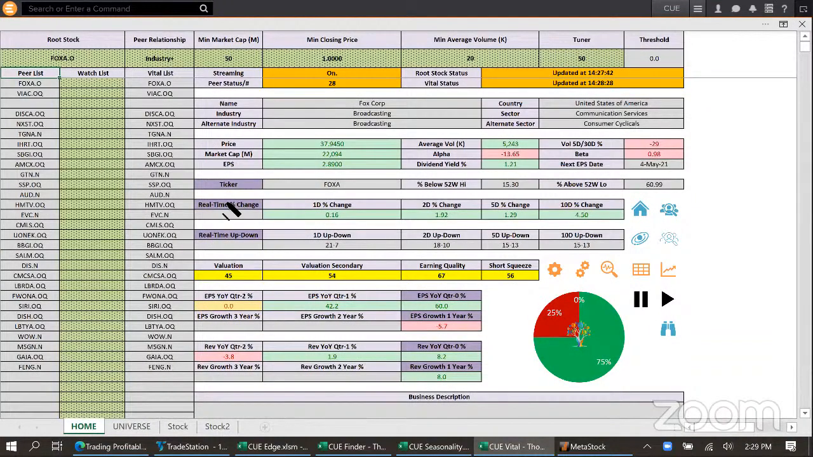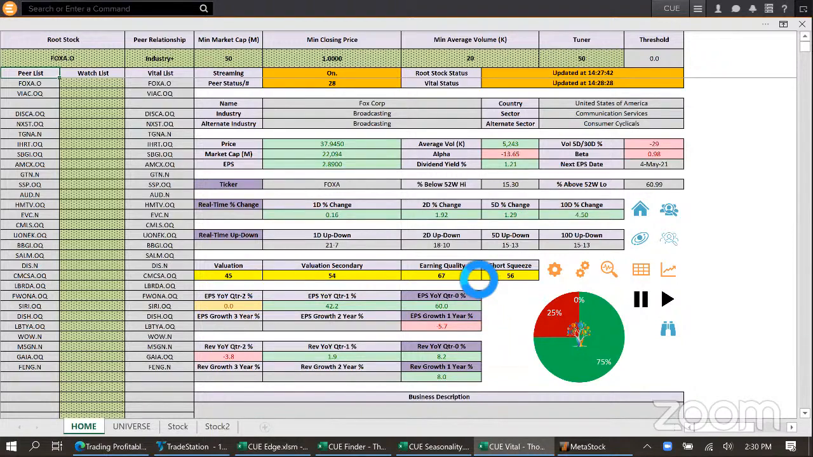Fox fundamentals are here. Fundamentals are good enough for Q traders to buy. The valuation here, you can see valuation is medium. Our earnings growth is positive, and again, it is accelerating from zero earnings growth 2 quarters ago to 42% 1 quarter ago to 60% in the latest quarter. So accelerating earnings growth.